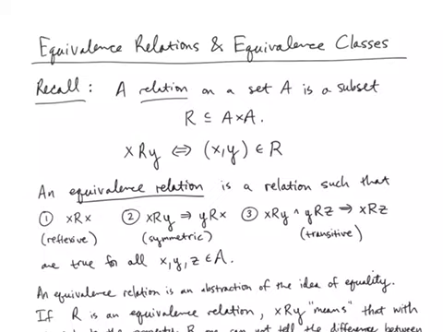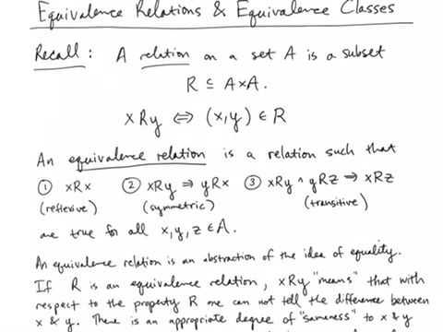And an equivalence relation is just a relation which satisfies three properties: the property of being reflexive, the property of being symmetric, and the property of being transitive. Reflexive says that any X in A is related to itself. Symmetric says that if X is related to Y, then Y is related to X. And transitive says that if X and Y are related and Y and Z are related, then X and Z must be related. These logical statements have to be true for all X, Y, Z in the set A.